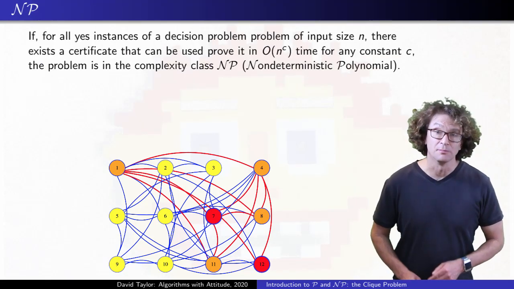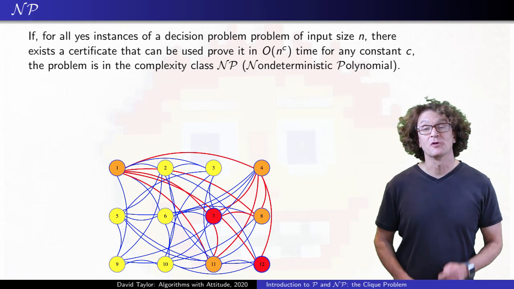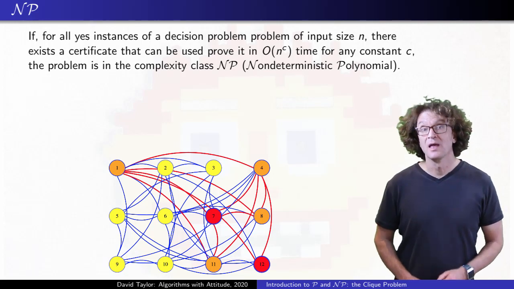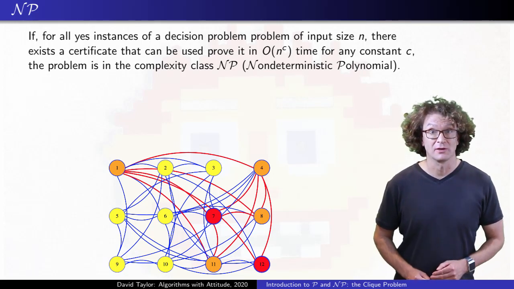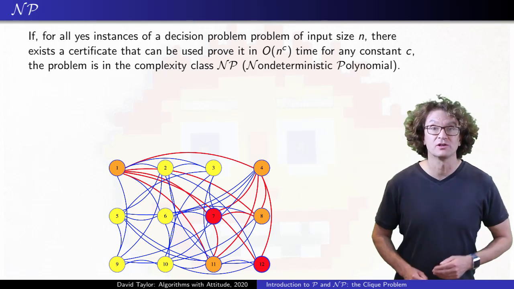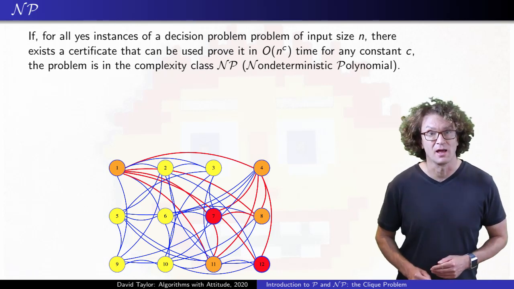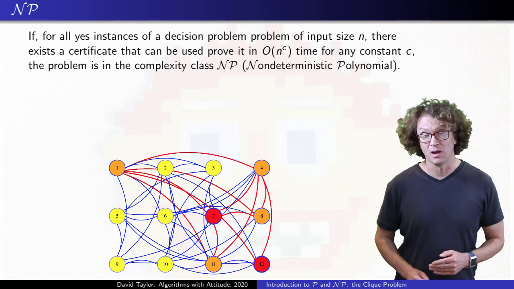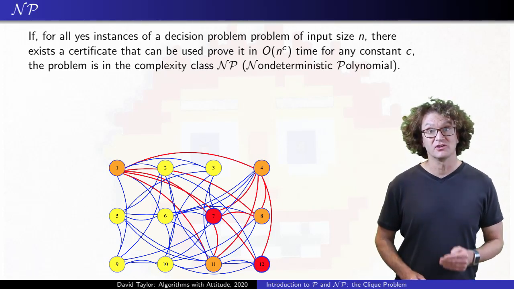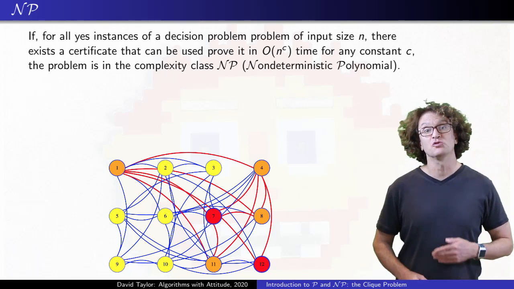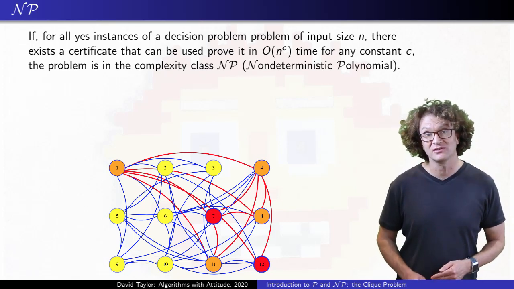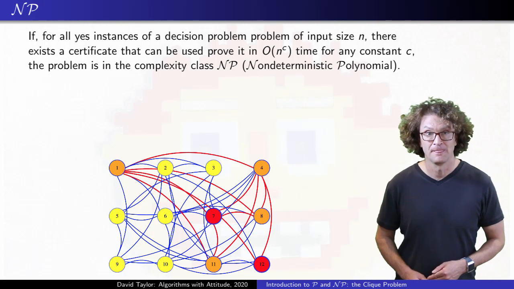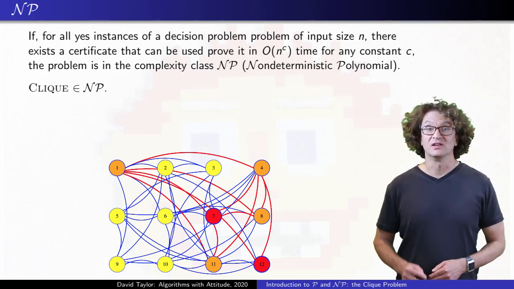This problem is in a complexity class called NP for non-deterministic polynomial. That name comes from the original way the class was defined, but we'll use a different definition here that defines the same class. A problem is in NP if it is a decision problem, and for yes instances there's a certificate or a proof that somebody can give you to help you verify that it's a yes instance in polynomial time. The clique problem is in NP.